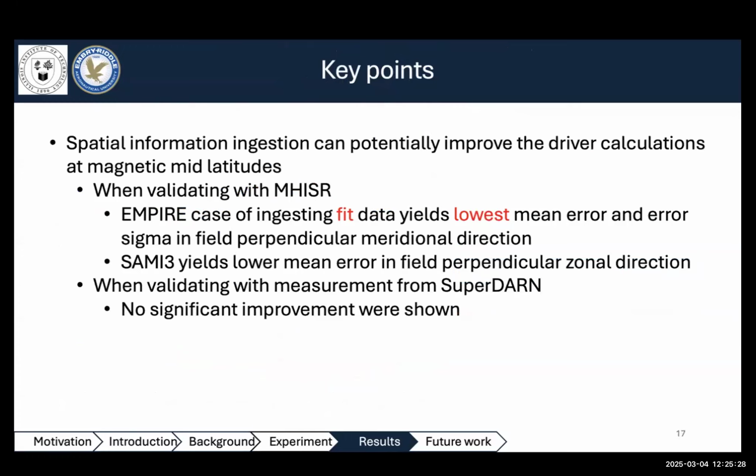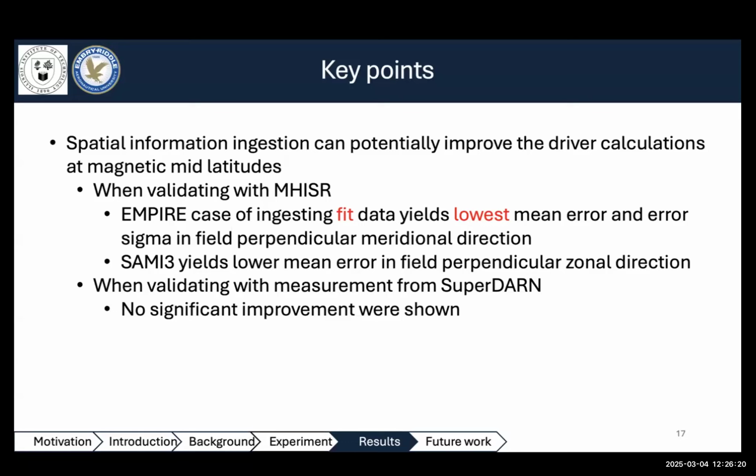So here we found some key points: the spatial information can potentially improve the driver calculations at magnetic mid-latitudes. When validating with the Millstone Hill radar, the EMPIRE case of ingesting the fit data, which is 20 times more data, yields the lowest mean errors and error sigma in the perpendicular meridional direction. But when validating with the measurements from Sapporo, no significant improvement was shown. So we could only conclude ingesting more data at high latitude can help with the mid latitude calculations, but we still have larger errors for high latitudes.